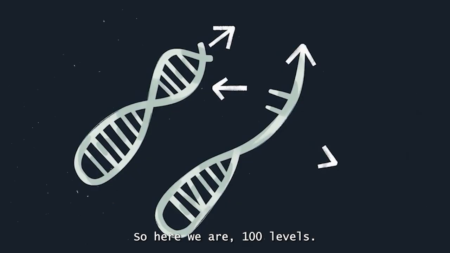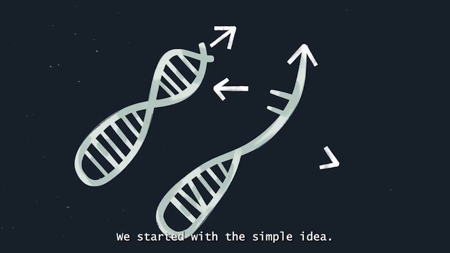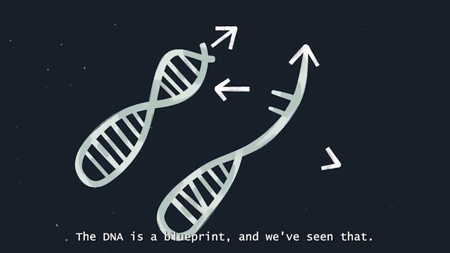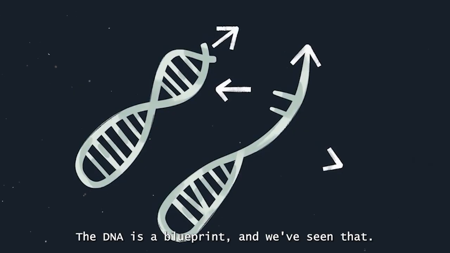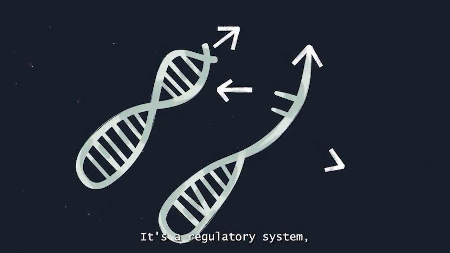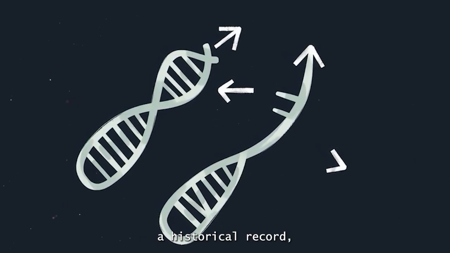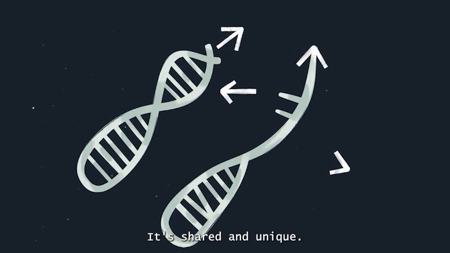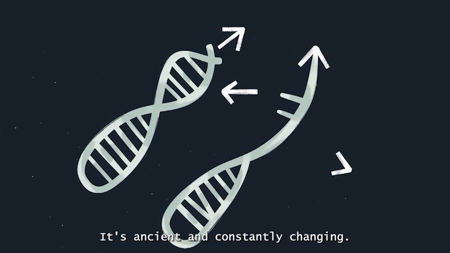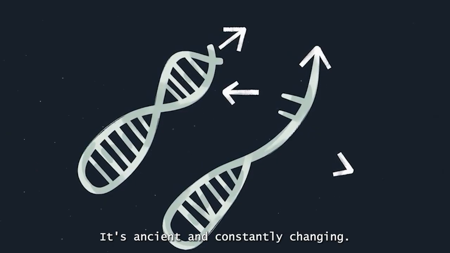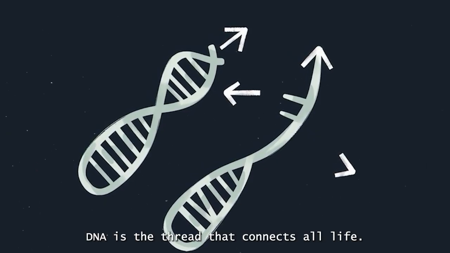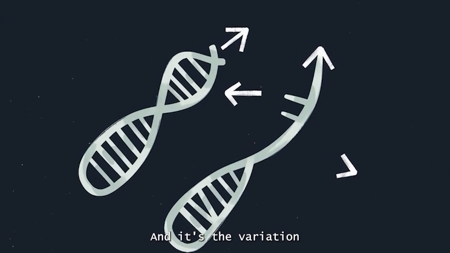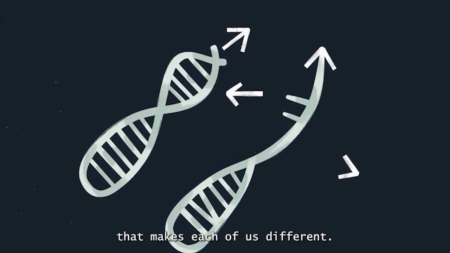So here we are, 100 levels. We started with the simple idea that DNA is a blueprint, and we've seen that it's so much more than that. It's a regulatory system, a historical record, a dynamic molecule that responds to signals. It's shared and unique. It's ancient and constantly changing. DNA is the thread that connects all life, and it's the variation that makes each of us different.